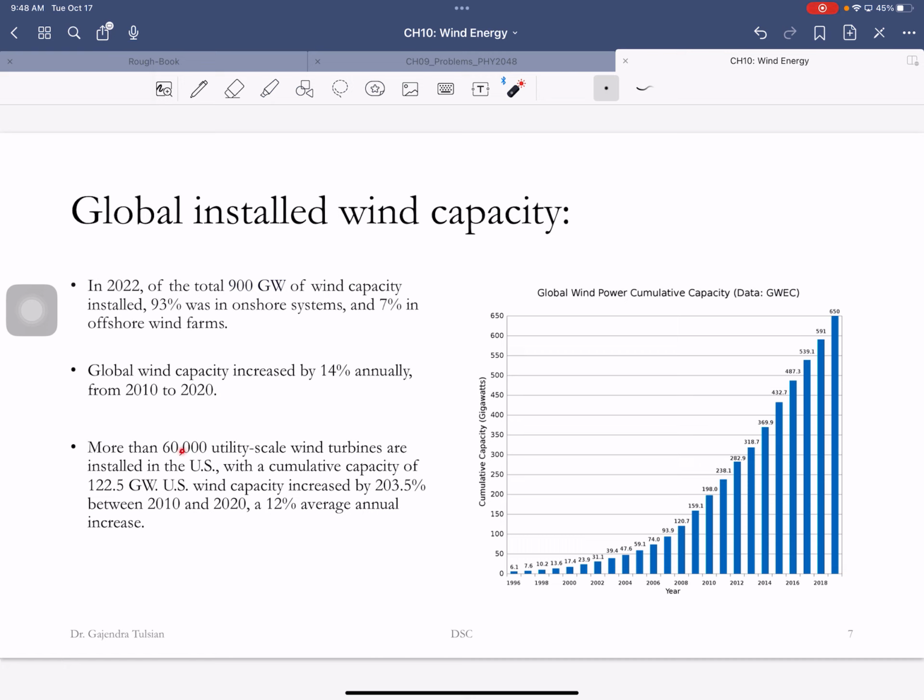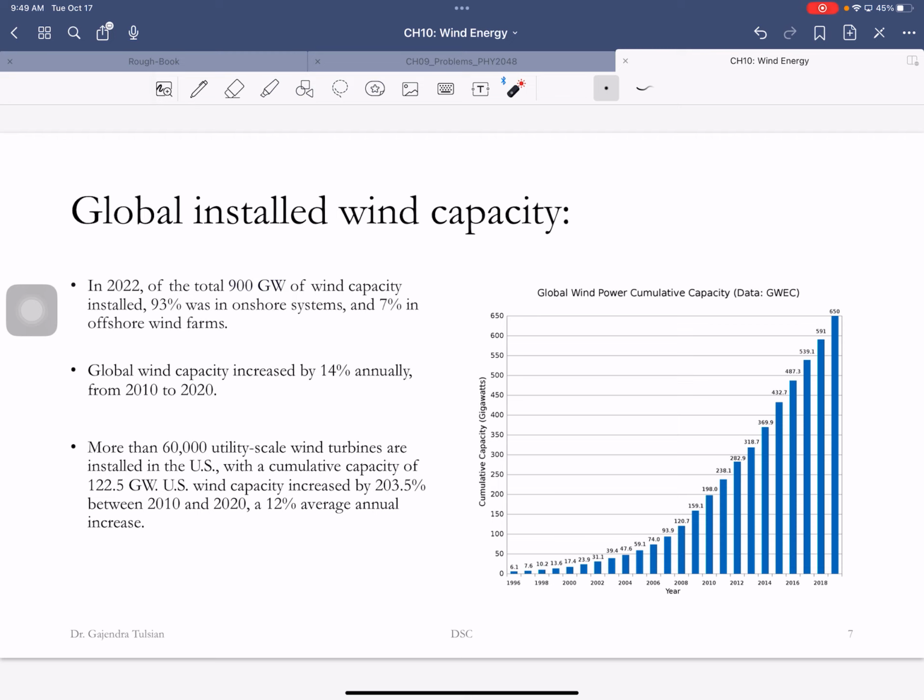In the US, more than 60,000 windmills are there currently, and so might be a couple of years old information, with a cumulative capacity of 122 gigawatts. And now let me think about this.